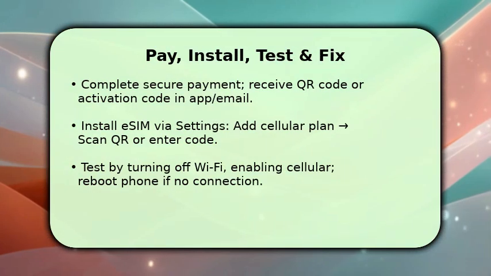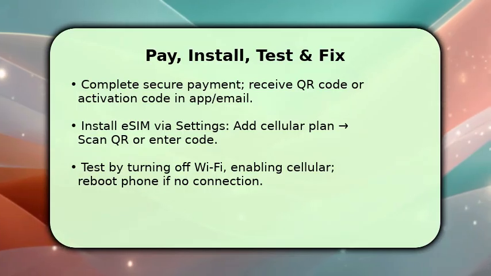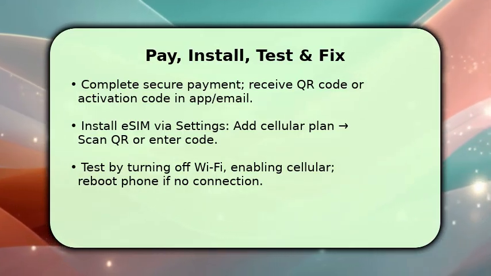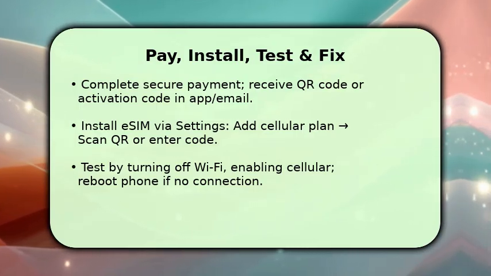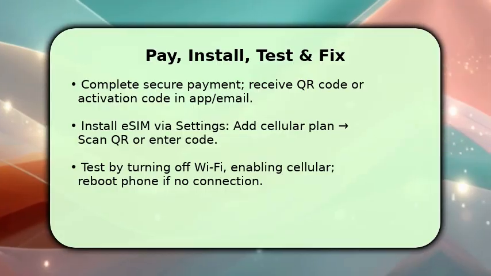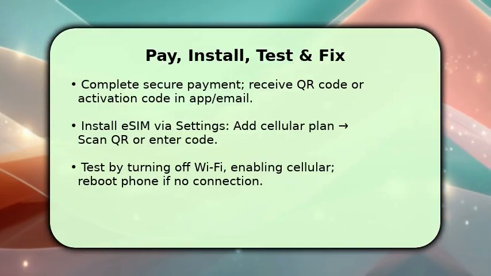After confirmation, you'll receive a QR or activation code in the app or email. Save it. To install, go to Settings, right arrow Cellular, right arrow Add Cellular Plan, then scan the QR or input the code. Make sure the correct line is labeled for travel.